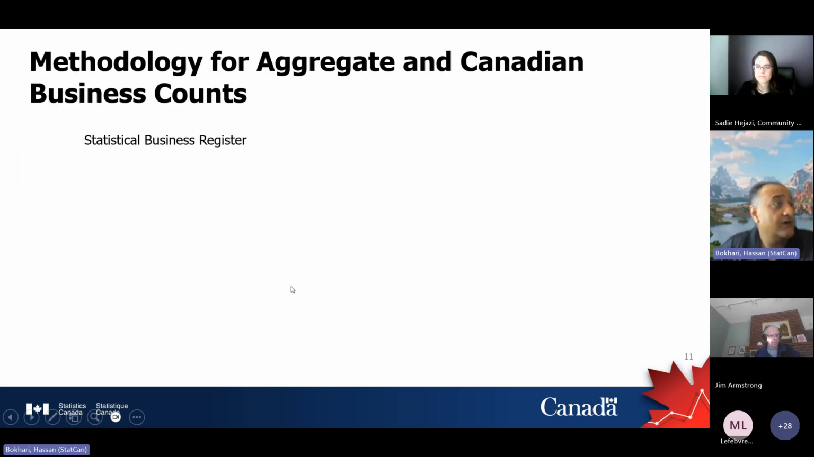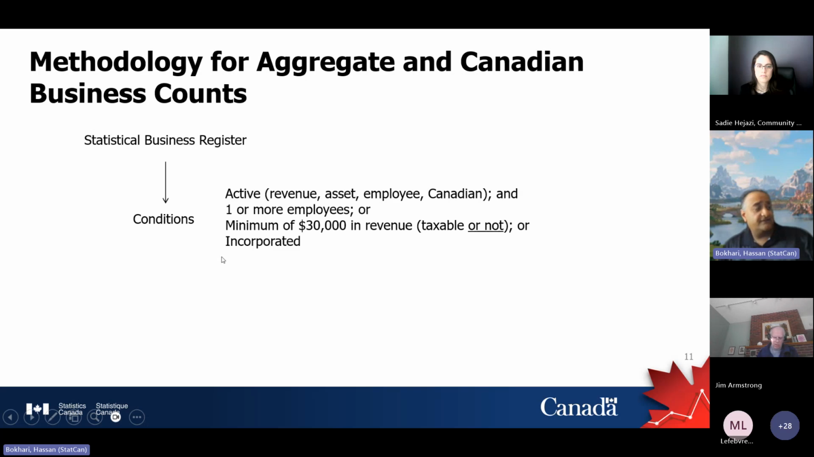Okay, so let's go on to the next here. So now let's talk about the methodology. So here we have the aggregate and Canadian business counts. We don't give the full universe. What we do is we take the statistical business register and we apply conditions to it.